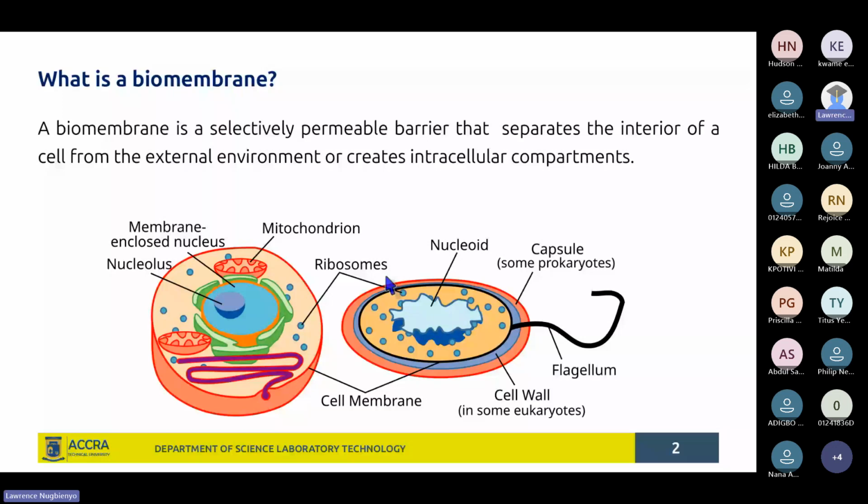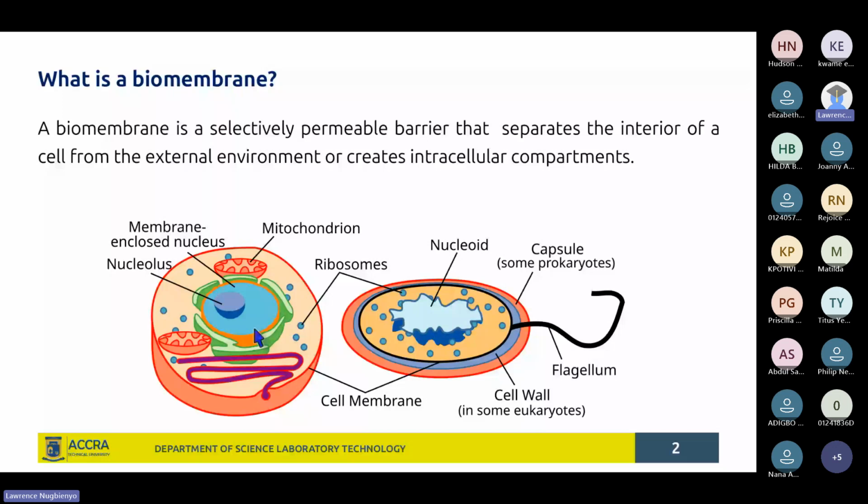And as you can see, you have a simple structure of an eukaryotic cell, and that eukaryotic cell has a cell membrane around it, and inside of it you have the nucleus, and you see the nucleus also has a nuclear membrane. And you have the mitochondrion, it also has a mitochondrial membrane.